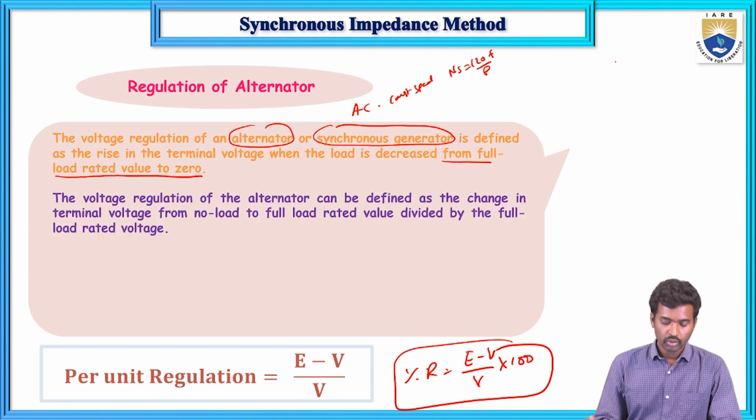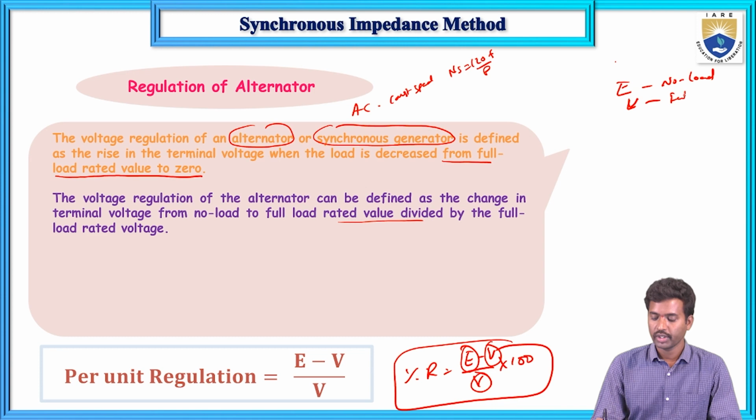Now, the voltage regulation of alternator. In another way we can define it as the percentage change in terminal voltage from no load to full load. This is no load to full load, rated value divided by full load value. E is the no load voltage and V is the full load voltage. From the no load to full load, the rise divided by full load rated voltage is known as the voltage regulation of alternator.